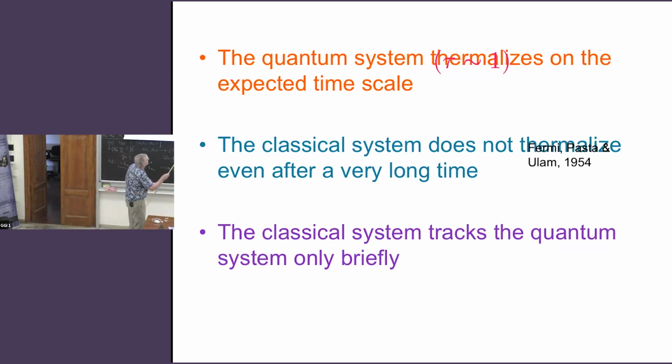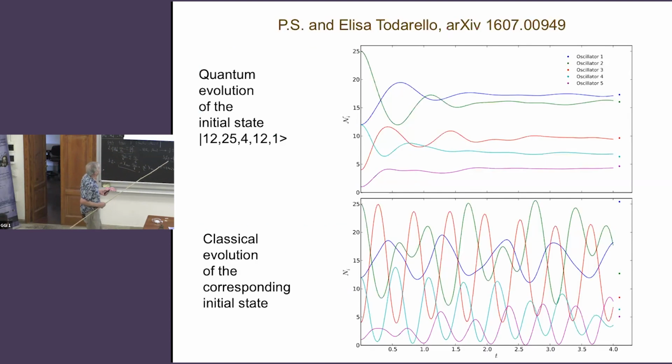Something got messed up here. This was actually already pointed out by Fermi, Pasta, and Ulam. When the first numerical computers arrived, they put this problem, the classical problem, on the computer, and they found this phenomenon that it never thermalizes.